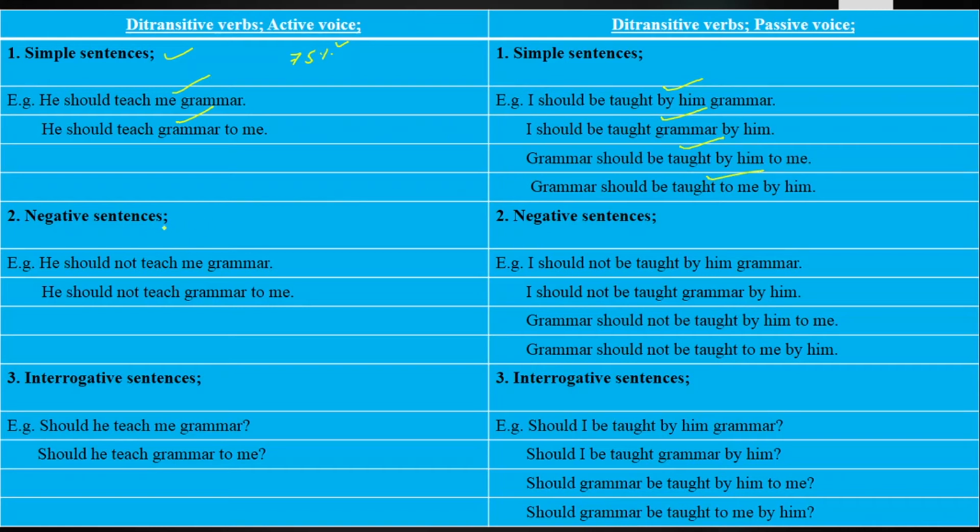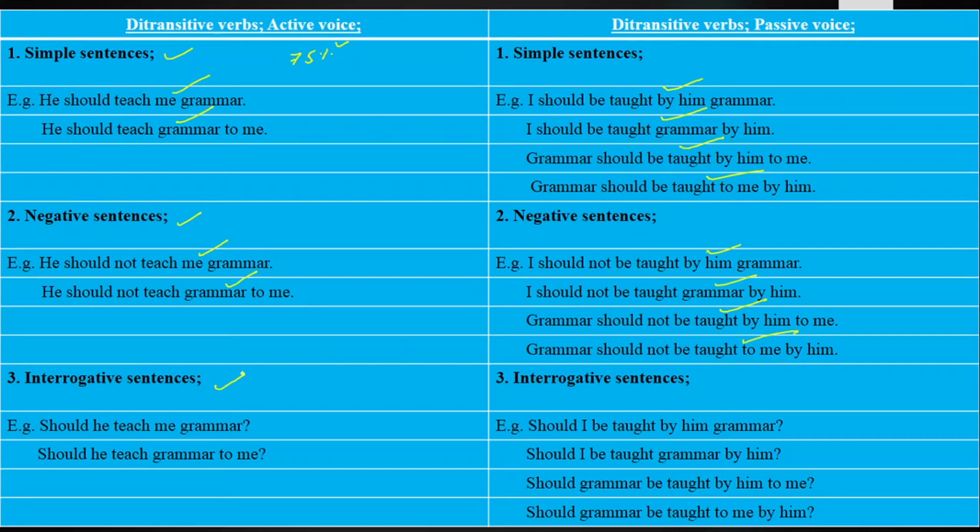Negative sentences of modal auxiliary verb should. He should not teach me grammar. He should not teach grammar to me. I should not be taught by him grammar. I should not be taught grammar by him. Grammar should not be taught by him to me. Grammar should not be taught to me by him.